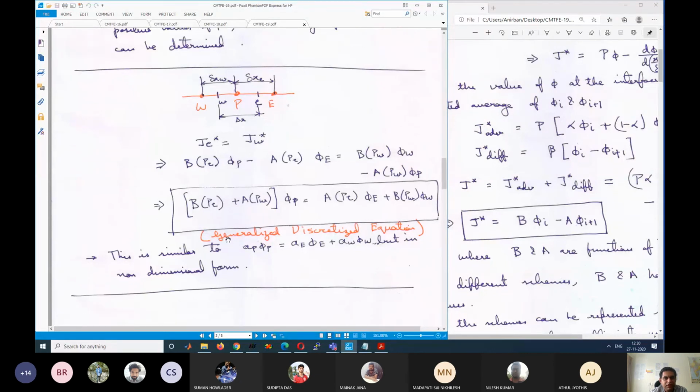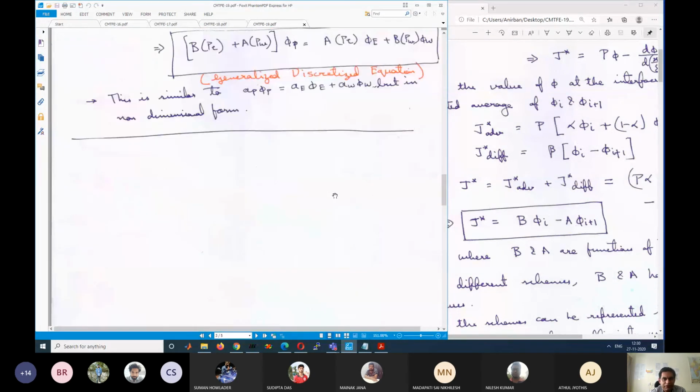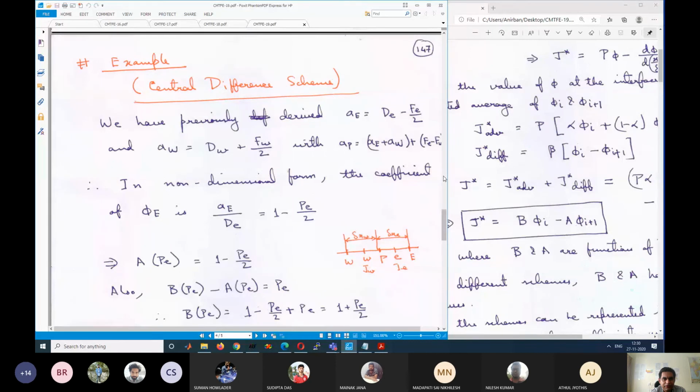The only difference is that this is in non-dimensional form. Otherwise, everything is similar, and we can pass these values to the solver. So what is the main advantage of writing in this form? For any scheme, if you know the value of A and the Peclet number, you can find all the other coefficients. You don't have to derive the coefficients, and it will be clear with an example.